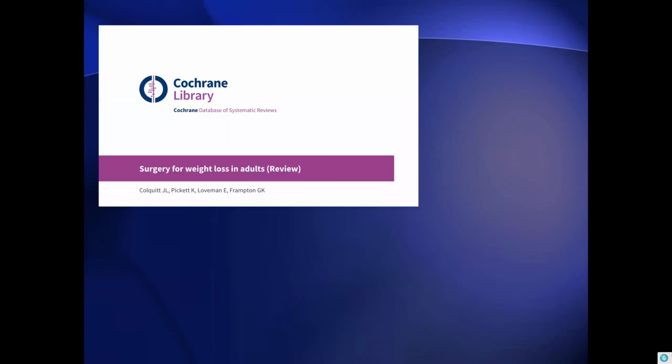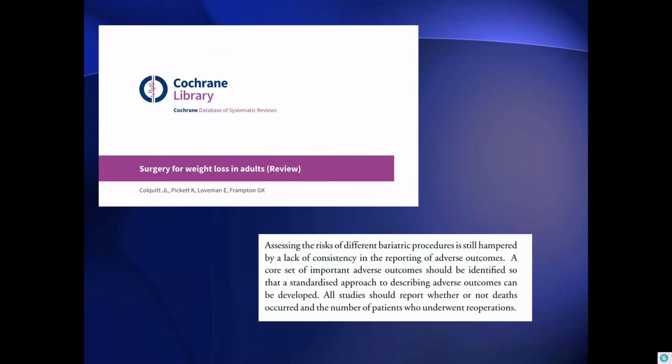Another example is surgery for weight loss in adults. And in this review, again, the authors found that assessing the risks of the different surgical procedures was hampered by a lack of consistency in reporting adverse outcomes. And they go on to highlight the importance of a core set of outcome measures so that a standardized approach is brought to describing adverse outcomes and how they can be developed.